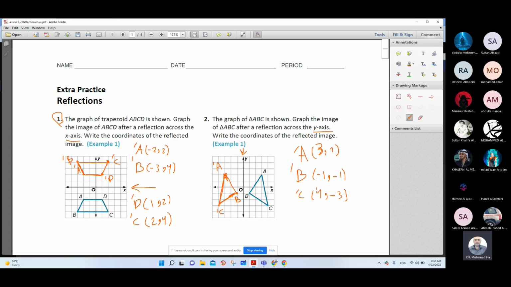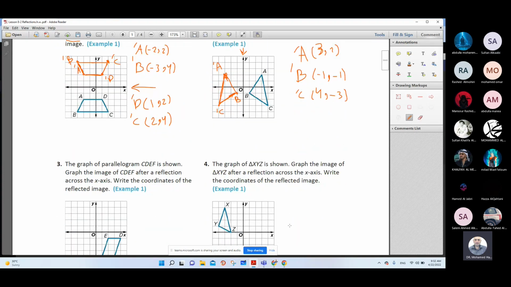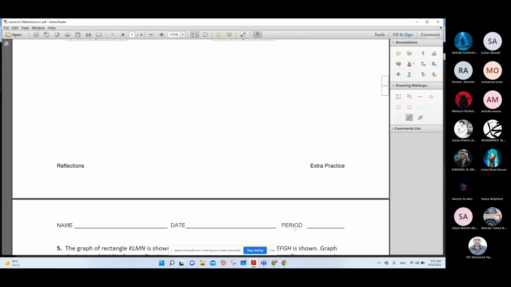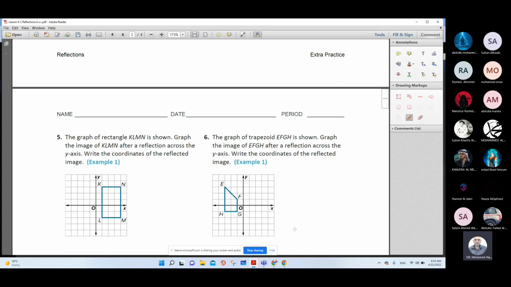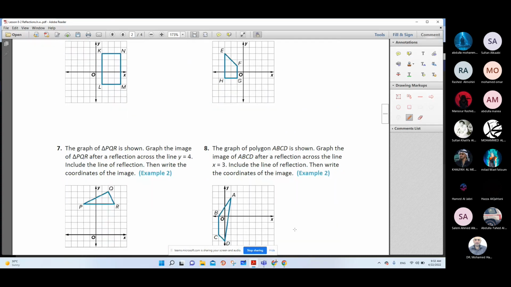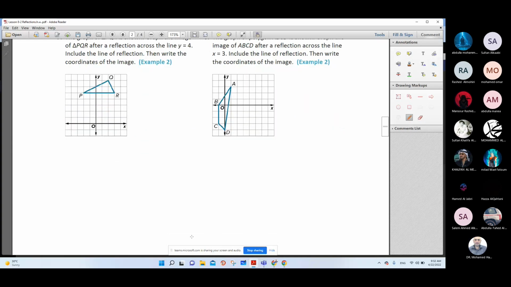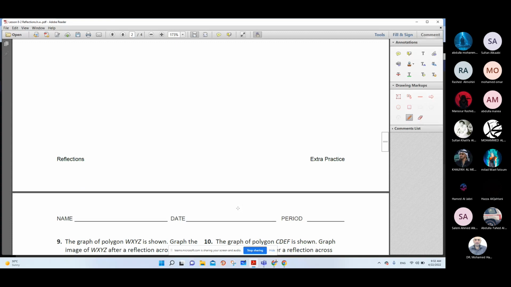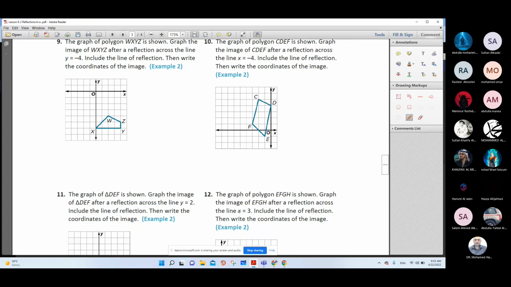Who has any question about this exercise? No questions. Number 3, the same idea. Number 4, the same idea. Number 5, number 6, the same idea. Number 7 and 8. Number 9 and 10, the same idea.